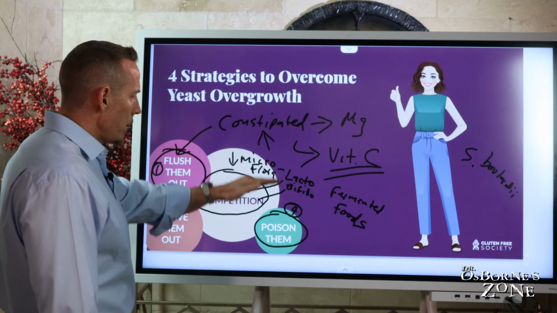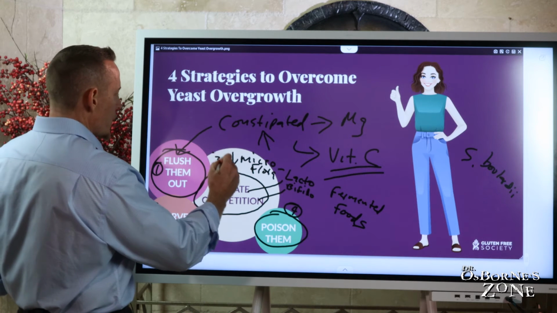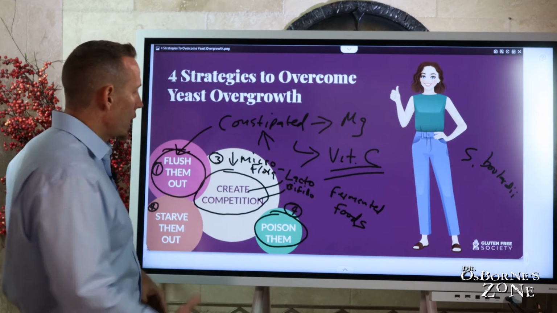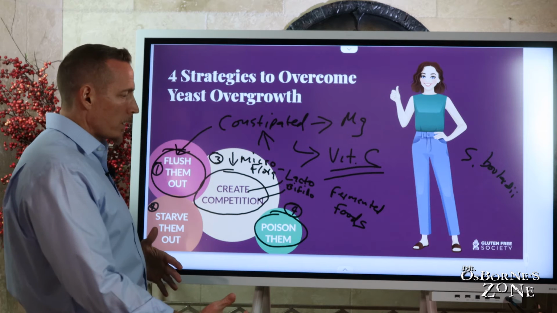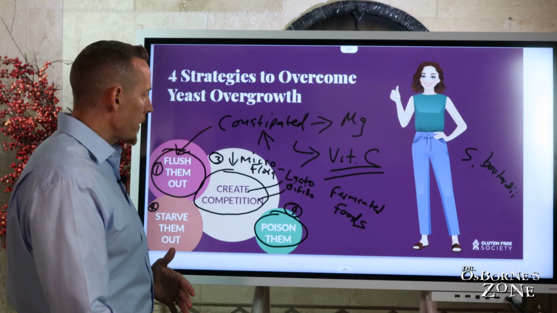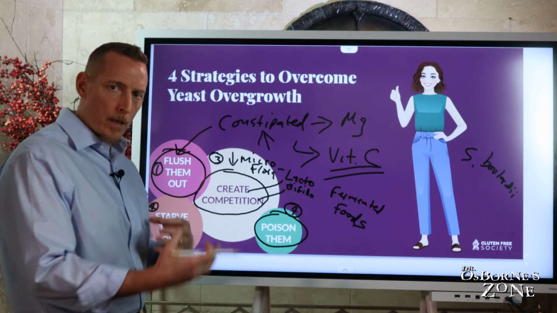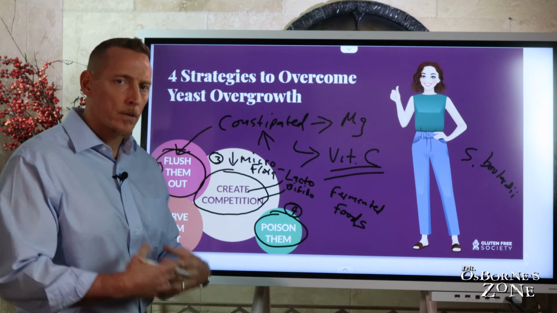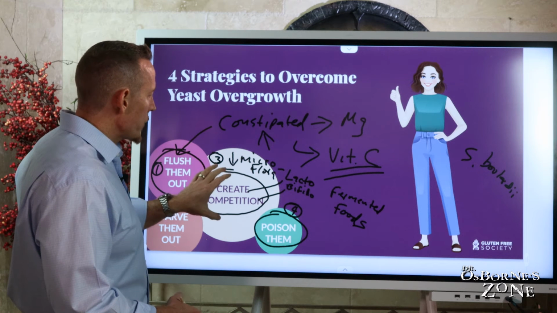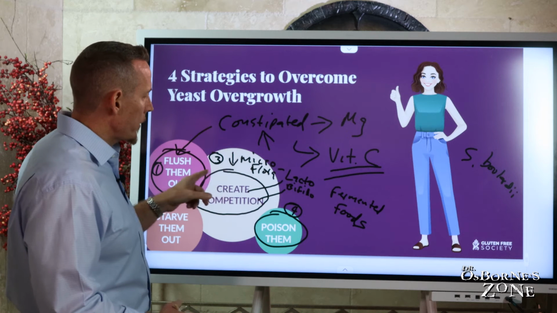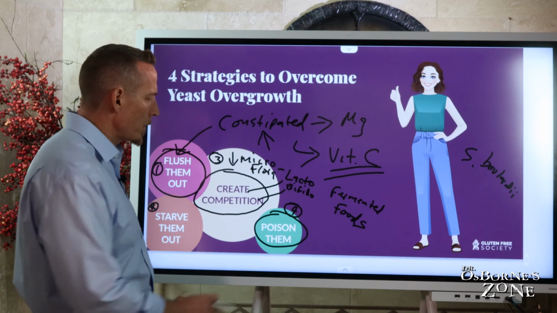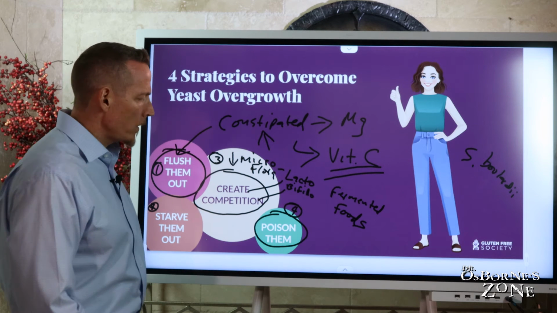Okay, we go to number 3, creating competition. How else do we create competition outside of fermented foods? Don't take the antibiotic. If it's a yeast overgrowth, don't drink chlorinated water. Filter your water and get rid of the things that have antibiotic effects on your GI microbiome, like the pesticides and other things. This way your flora can flourish, and they'll create natural barriers or natural competition for that yeast. And then number 4 is poisoning them out.